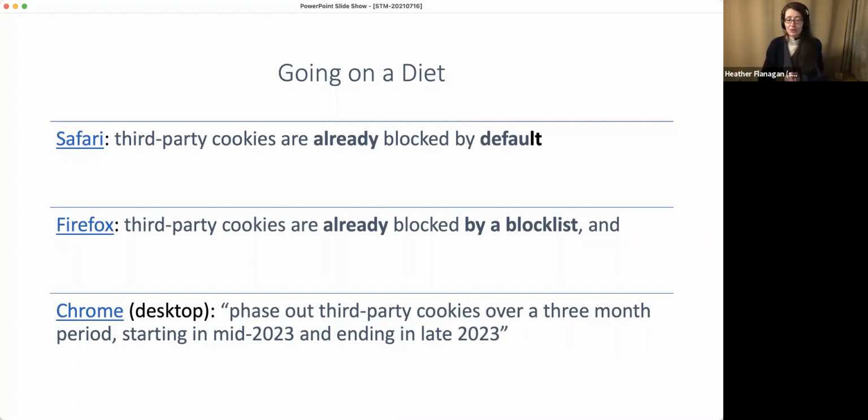All right, now about Chrome, and this is Chrome on the desktop. They are looking to phase out third-party cookies over a 3-month period, starting in mid-2023. If you have been living in tech news, you will know that this is a delay. They originally had planned to phase out third-party cookies by, I think it was like January something 2022. And they changed their mind only a couple of weeks ago and said, all right, we're going to extend that.